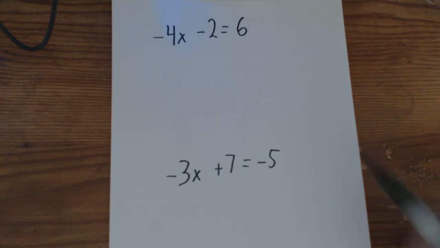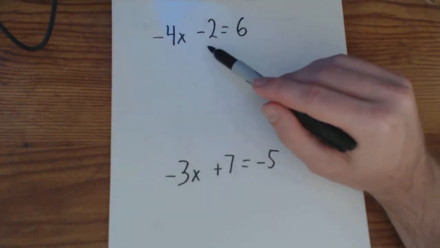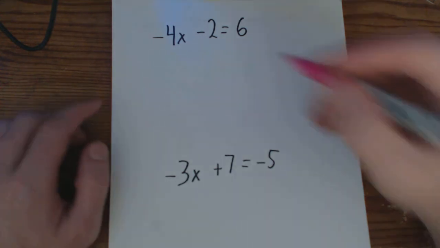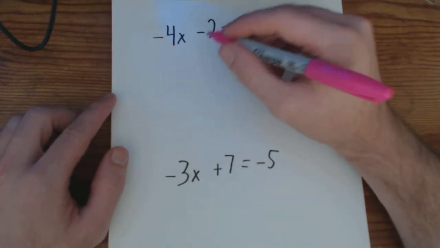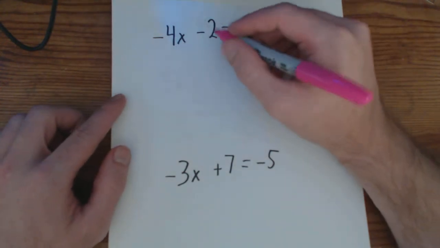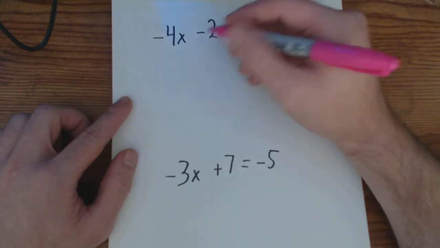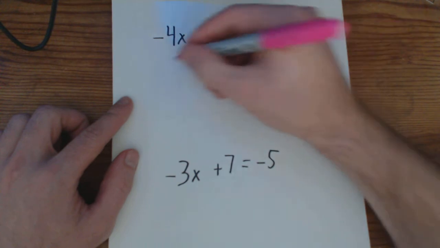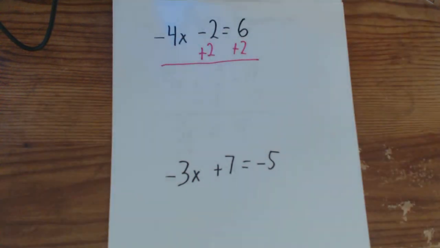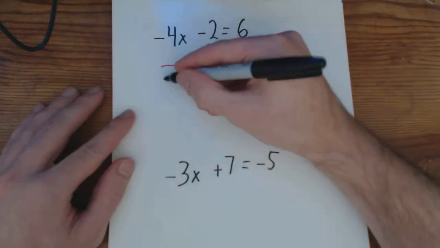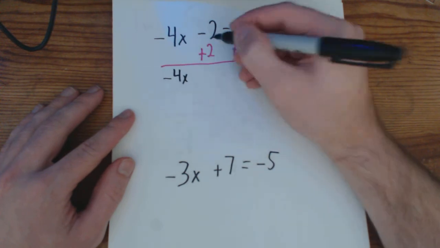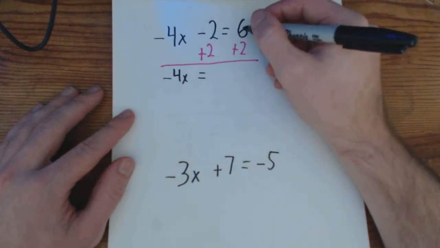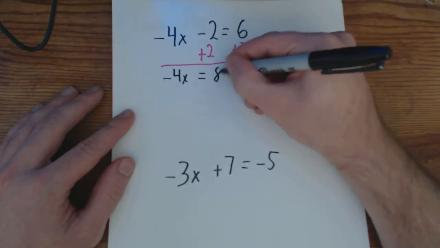So this first example up here, we have negative 4x minus 2 equals 6. I'm going to go about this the same way I did the last one. I'm going to get rid of addition or subtraction before I get rid of this multiplication. So to undo subtraction of 2, I'm going to add 2 again. Got to do it to both sides of the equation. Negative 4x is just going to come straight on down. Negative 2 plus 2 is going to cancel out. Bring down this equals. 6 plus 2 is going to give us 8.